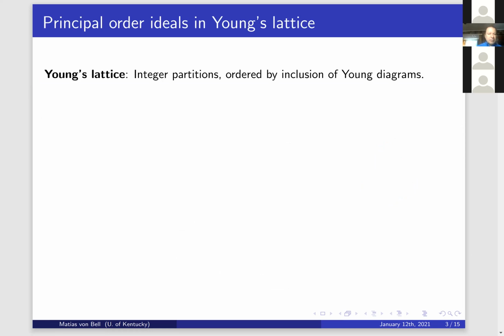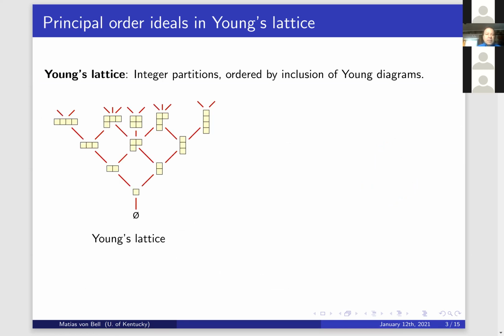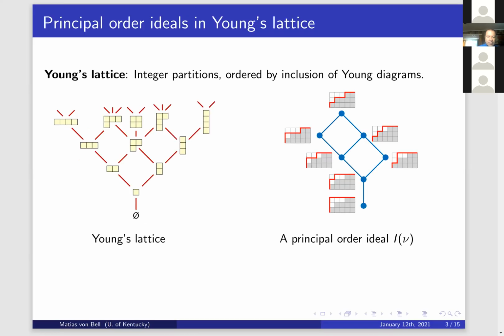A very well-known lattice structure on these ν-Dyck paths comes from Young's lattice, which is, of course, the lattice of integer partitions ordered by inclusion of Young diagrams. Here's a Hasse diagram of a portion of it. We'll be looking at principal order ideals today. If we pick a particular partition or Young diagram, then we look at the downset, or the principal order ideal generated by it. And that gives us a lattice.